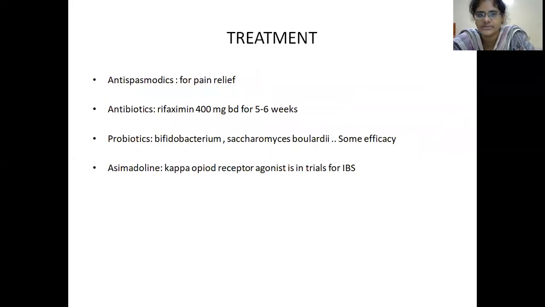Antispasmodics for pain relief. And what are the antibiotics you can give? Rifaximin 400 mg BD for 5 to 6 weeks. Probiotics. Probiotics' role is still under investigation. Don't know how far, but some efficacy is found. Bifidobacterium and Saccharomyces boulardii. Esomeprazole. It's a kappa opioid receptor agonist, which is in trials for the treatment of irritable bowel syndrome.